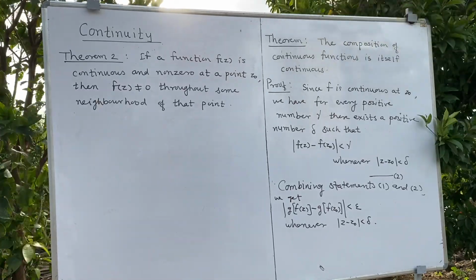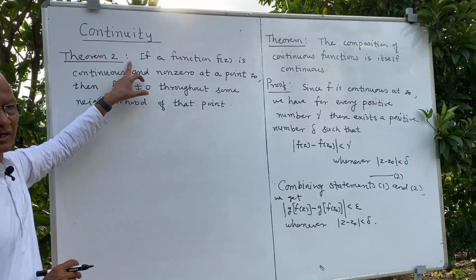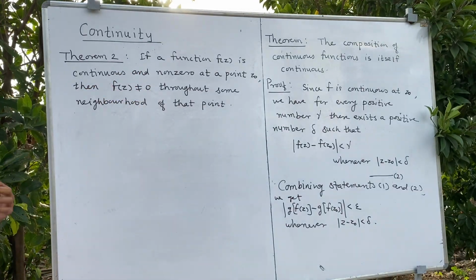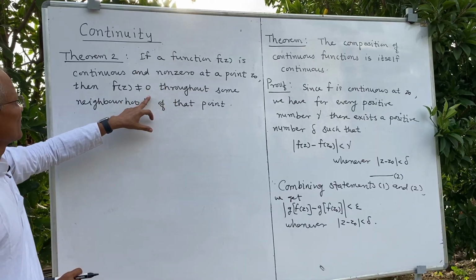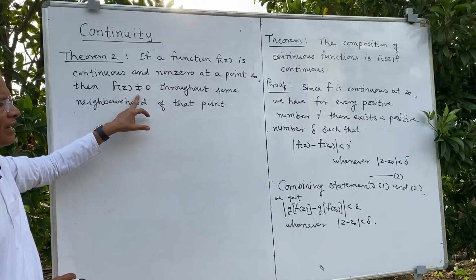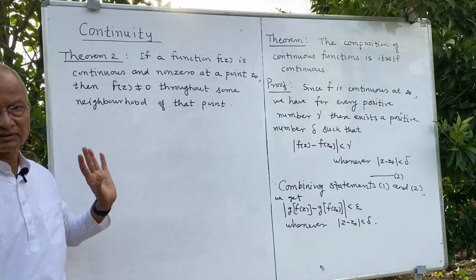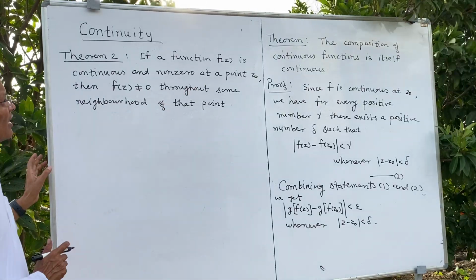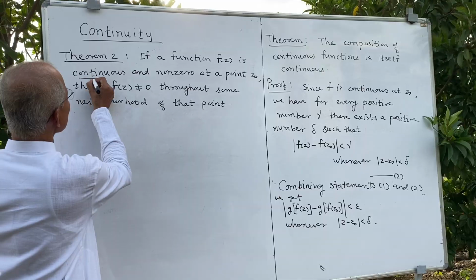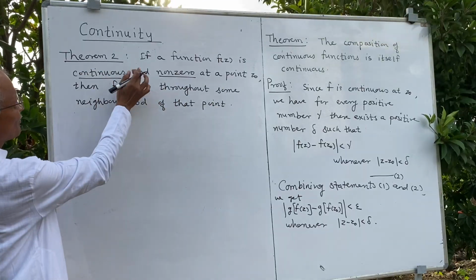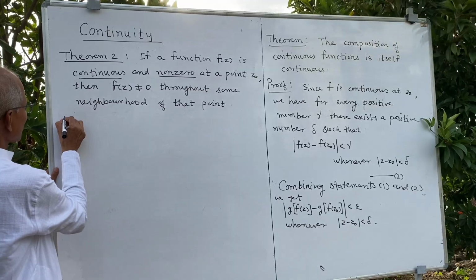Now, we shall prove the second result, which I have written as theorem 2. If a function f of z is continuous and non-zero at a point z naught, then f of z is not equal to 0 throughout some neighborhood of that point z naught. That is to be proved. So, the function is continuous and non-zero at this point z naught. We shall first apply the definition of continuity.